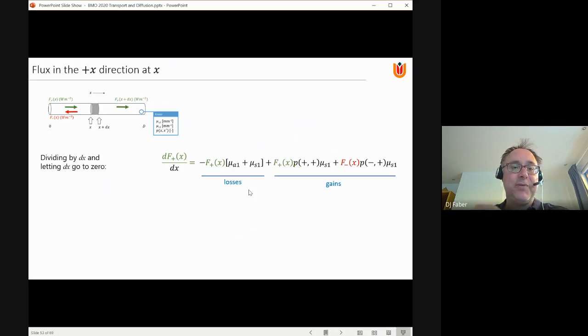Okay, so we have this difference. We can make dx really, really small and then divide by dx. So basically we make it into a differential. So then the left-hand side becomes d/dx of f+. And there again, you see listed the loss terms now combined. So mu a and mu s are combined between the first square brackets. That's the loss terms, and then the gain terms are the last two terms.